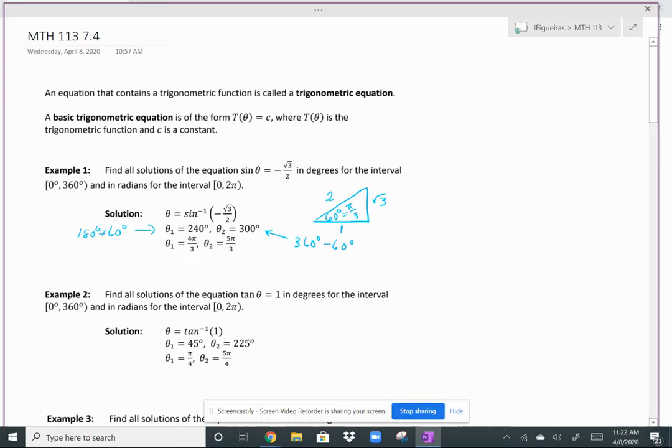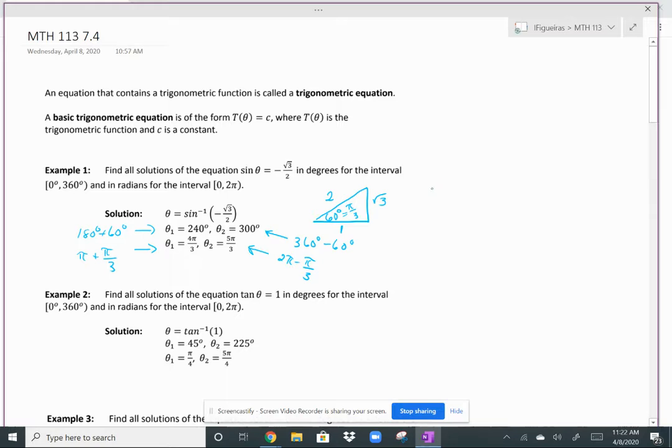You would do something similar to find it in radians. Remember, 60 degrees is pi over 3. So to get into quadrant 3, you would do pi plus pi over 3, and that gives 4 pi over 3. And to get into quadrant 4, you would do 2 pi minus pi over 3, which is equal to 5 pi over 3. You could have also taken the angles, the 240 and the 300, and converted them to radians.